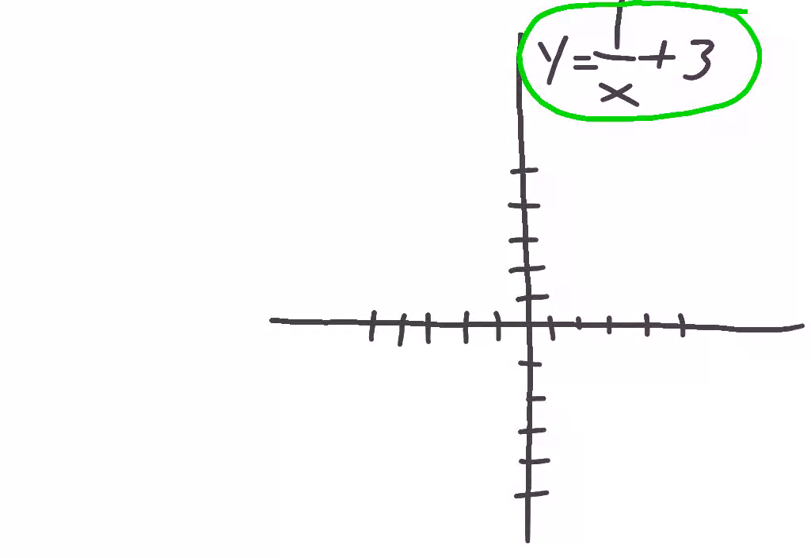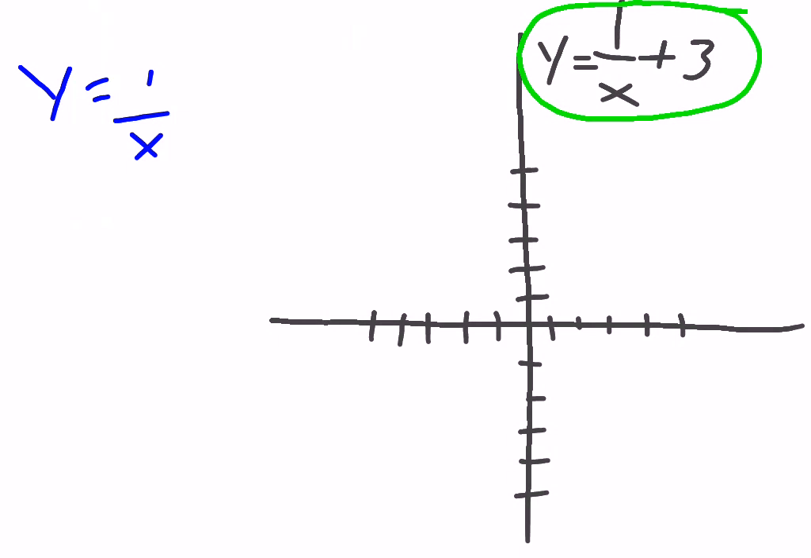Okay guys, now we're going to talk about this graph. Y equals 1 over x plus 3. What's our parent function? For this, our parent function is y equals 1 over x. You guys should all know that by now, that's our parent function. And what's our parent function look like?